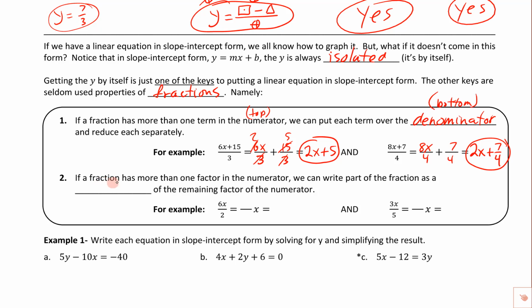And the second one, if a fraction has more than one factor in the numerator, so notice that this one is about more than one term, so we've got a plus and minus separating it. This is about more than one factor, so we've got a multiplication problem in the numerator. Then what we can do is we can write part of the fraction as a coefficient. So write the word coefficient. We should know that word really well, of the remaining factor of the numerator. So here's what this means. That's really wordy, but here's what it comes down to, just like we were looking at in the warm-up. If we have 6x over 2, then what we can do is we can slide the numbers out in front and just have those as the coefficient on x.